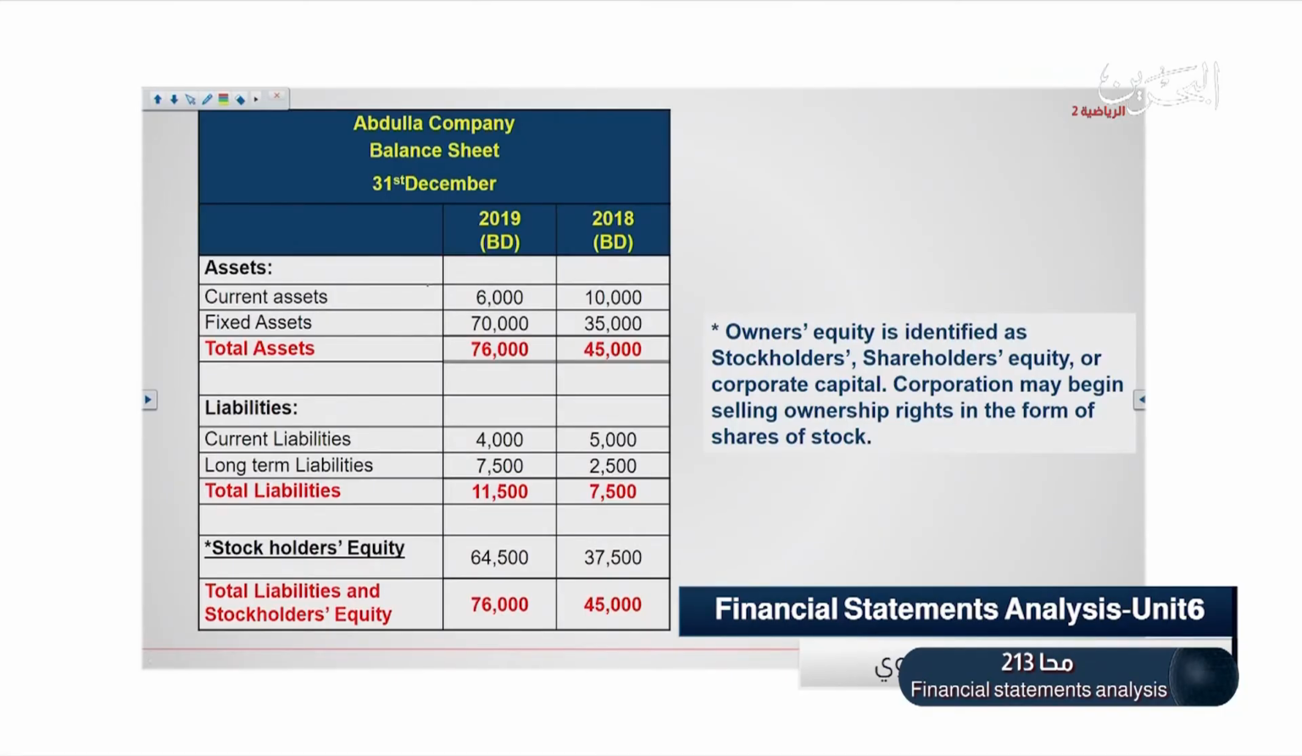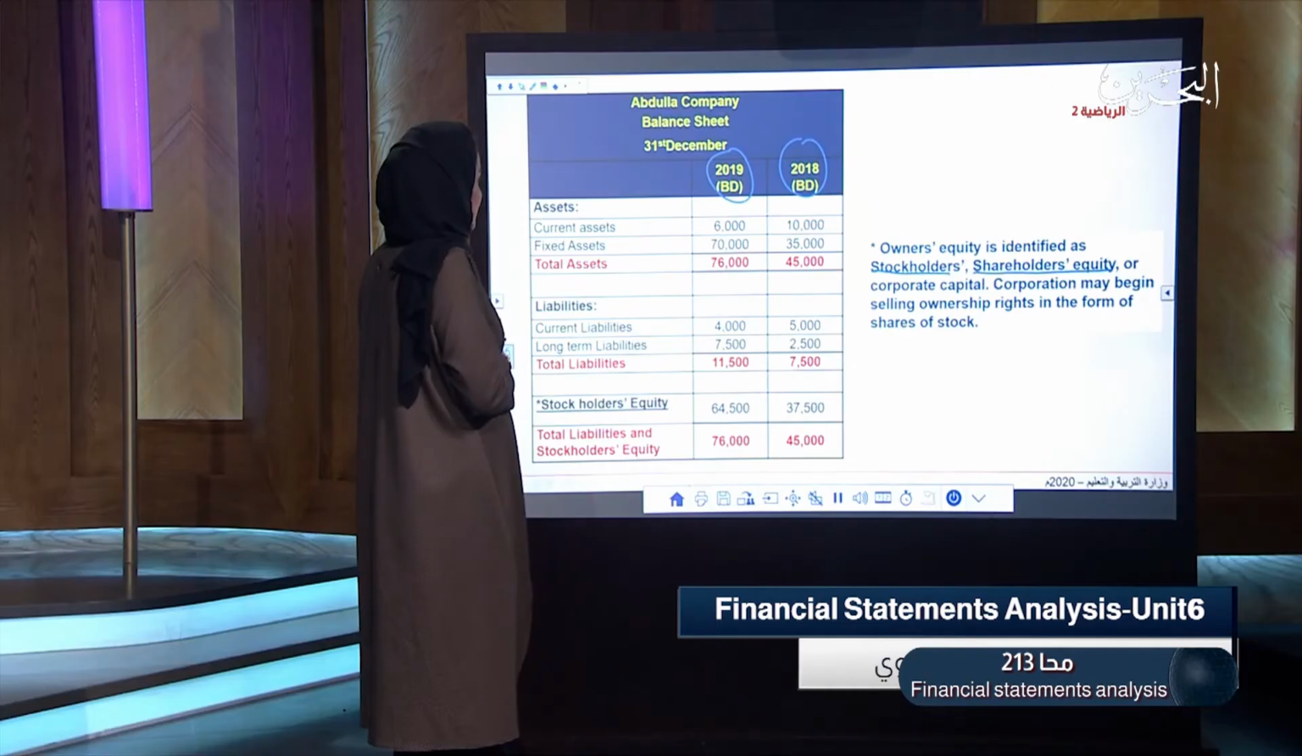We have the balance sheet for 2 years, 2018 and 2019. Okay, we have the amount given in both years. Okay, the owner's equity. The owner's equity is identified as stockholder's equity or shareholder's equity or corporate capital. A corporation may begin selling ownership rights in the form of shares of stock. Let's see the solution.